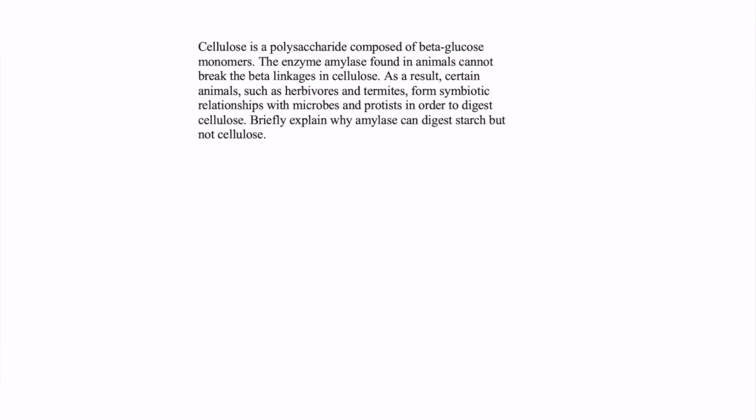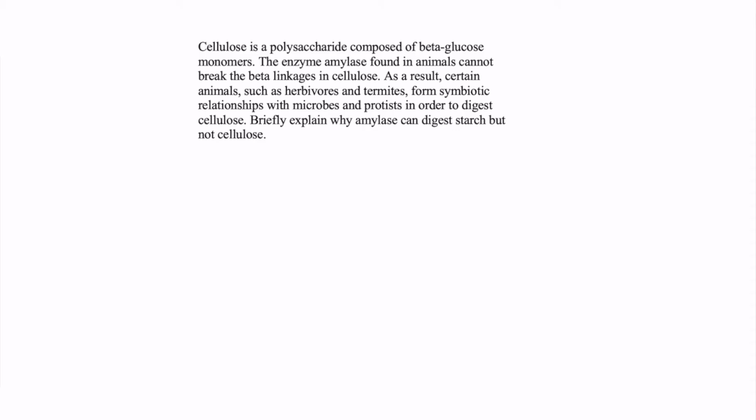This one is a little bit simpler. It says cellulose is a polysaccharide composed of beta-glucose monomers. The enzyme amylase found in animals cannot break down beta linkages in cellulose. As a result, certain animals, such as herbivores and termites, form symbiotic relationships with microbes and protists in order to digest cellulose. Briefly explain why amylase can digest starch but not cellulose.